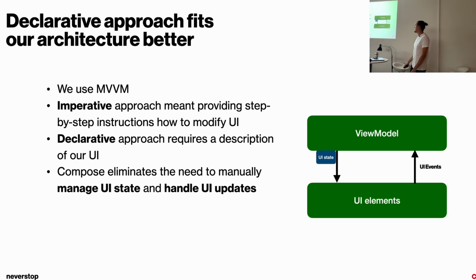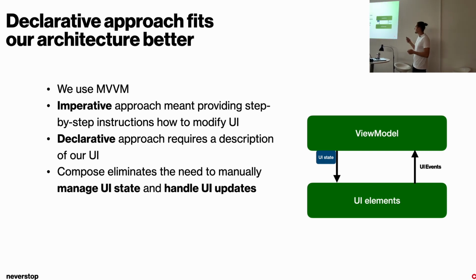In the imperative approach, that meant we needed to provide step-by-step instructions on how to modify the UI. You probably remember getting the ID of a button and then calling set text, set color, set background color, whatever, then getting another ID of a title and again setting text. Sometimes the order of that matters, and if you mess up that order, you will end up in a weird UI state that you don't want.